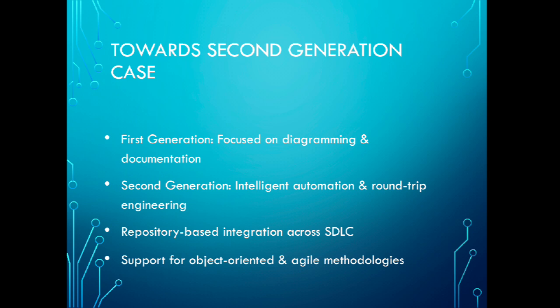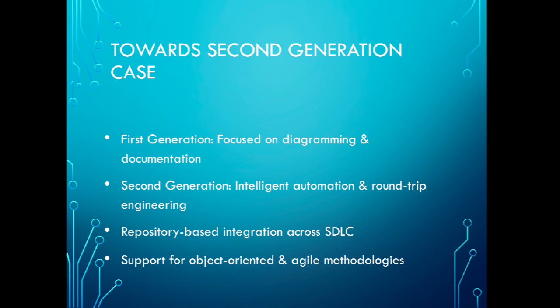The first one is intelligent code generation. First generation tools could generate code skeletons. Second generation tools can generate fully functional working code. For example, a tool like Visual Paradigm can take your database ER diagram and automatically create a complete database schema and the necessary SQL scripts to build it. This saves an enormous amount of time and eliminates a major source of human error.